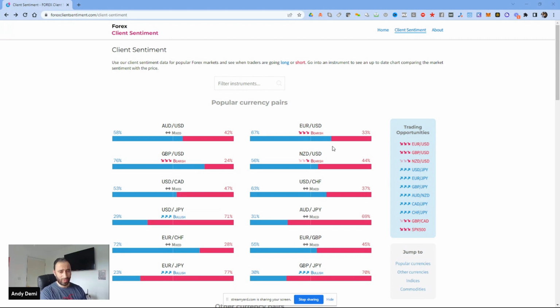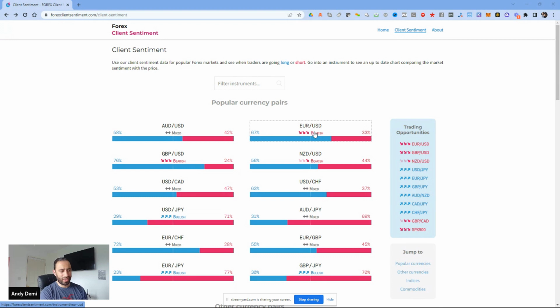So let's take an example here, guys. So firstly, if you want to be able to get this, it's free. It's totally free to use this. So you just have to go to forexclientsentiment.com/client-sentiment. Okay, that's it. It's completely free. No login even required. So you can just come to this page and you can have a look to see.